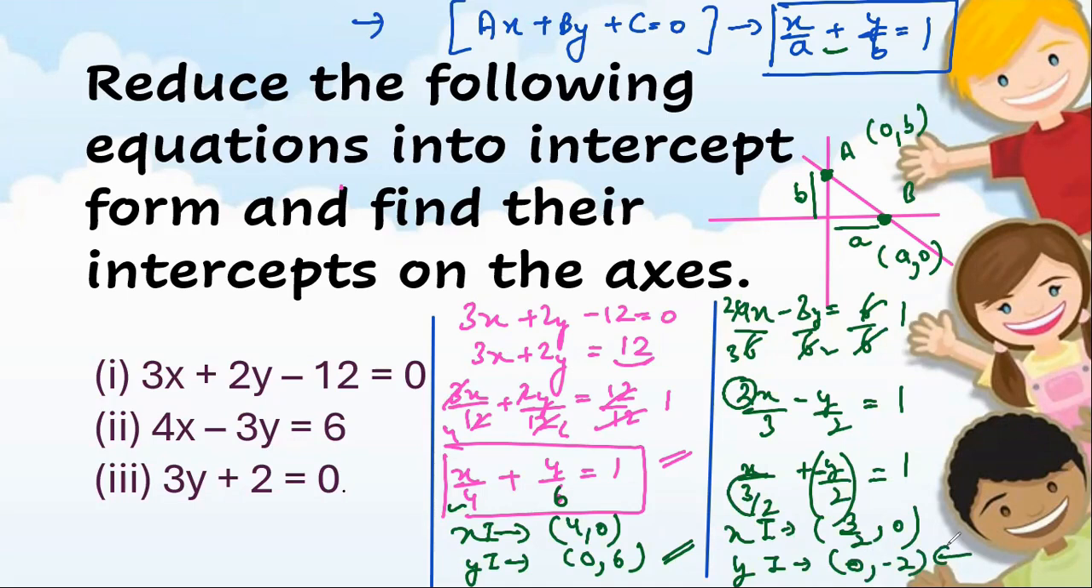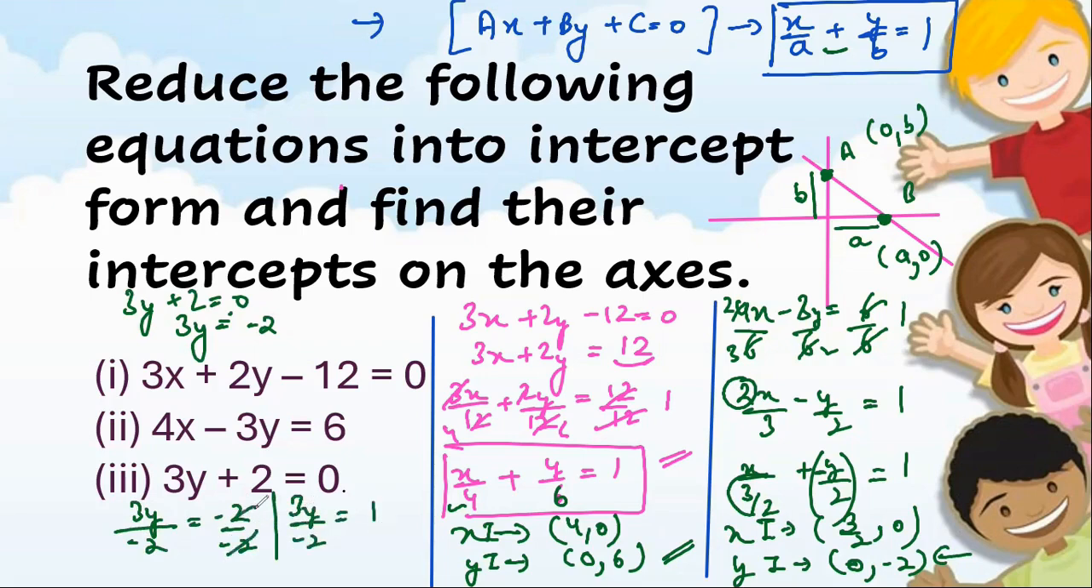Now let's talk about the third equation, which is 3y + 2 = 0. So 3y = -2. I will take the constant to the right. To make negative 2 as 1, I will divide both sides by negative 2. So it will become 3y/(-2) = 1, because the right side is 1 only. Now what is y? I will take this 3 downwards, so it will become y/(-2/3) = 1. Now there is no x here.